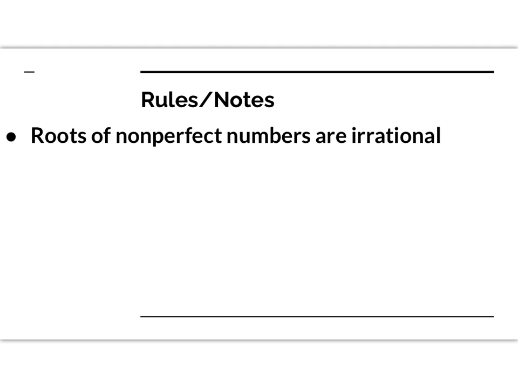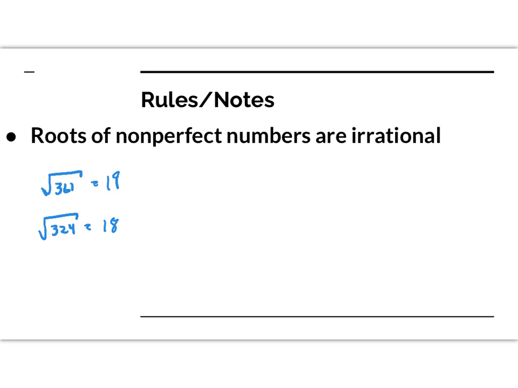So roots of non-perfect numbers are irrational. The reason why I did the squares, and I want you to go back and look: if we look at a perfect square from the previous page, let's take any number. The square root of, let's say, 361, which is 19. And then we take the square root of 324, which is 18.